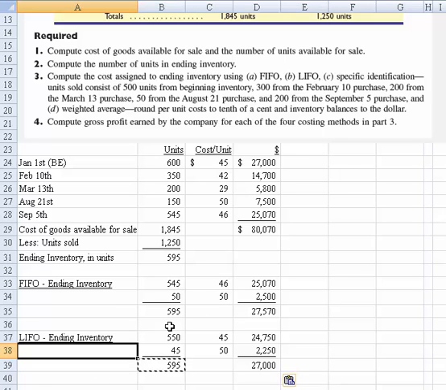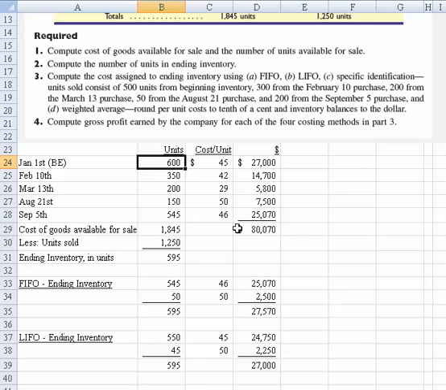Okay, and then the last one is specific identification. Alright, with specific identification, they have to give you more information, and we see that in here. They tell us every time you had a sale, they identify which specific units were used. So they tell us units sold came from 500 units from beginning inventory, 300 from February 10th, 200 from March 13th. Okay, so what we've got to do is put a schedule of how much from each layer, right? We pull from here, we pull from here, we pull from all of those.